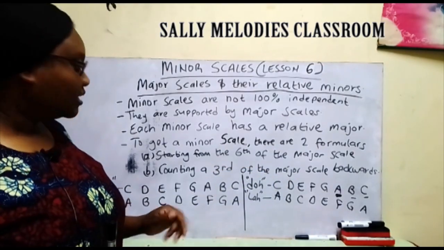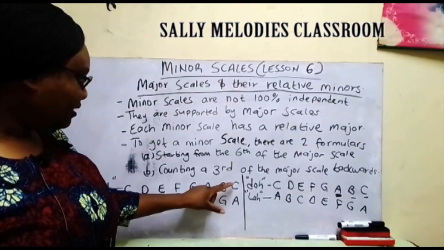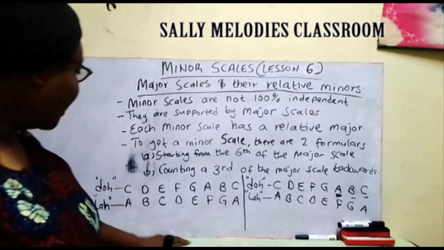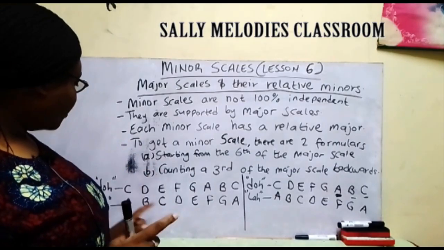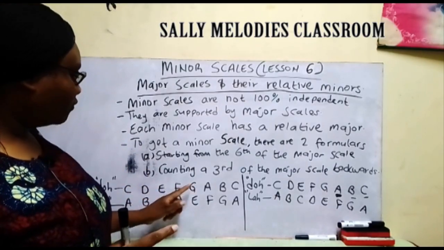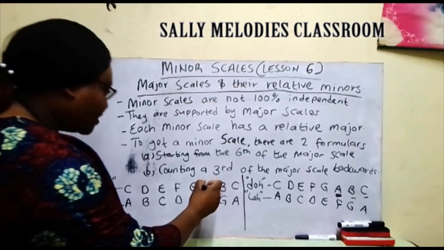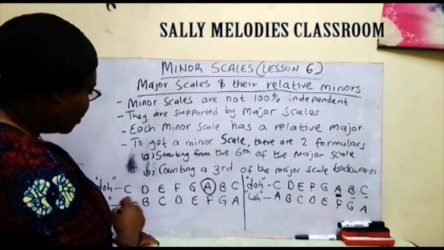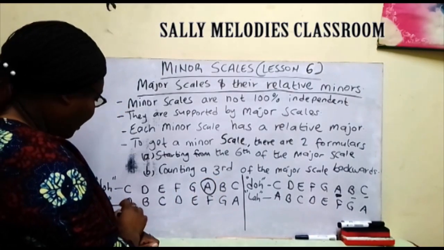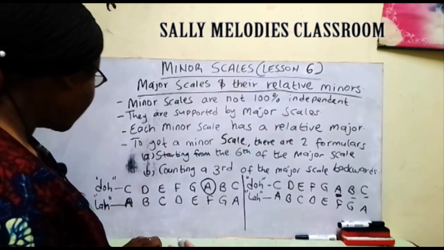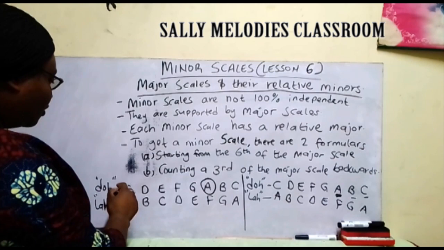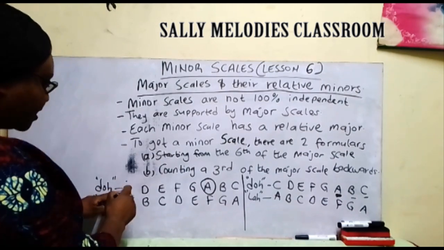You write your major scale here, from C to C, and then you look at the sixth. So this is 1, 2, 3, 4, 5, 6. You take this sixth, and then you come and drop it here. You make the scale. So you will find that in the major scale of C, the tonic was C.